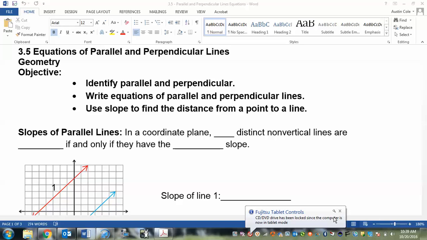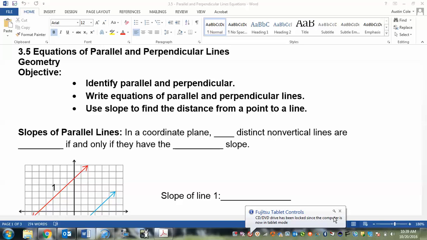Our objectives today are to identify parallel and perpendicular lines, and what do those exactly mean? To write equations of parallel and perpendicular lines, and then to use slope to find the distance from a point to a line. That got left out, didn't it? So we're not going to do the last one. You can omit that last one.